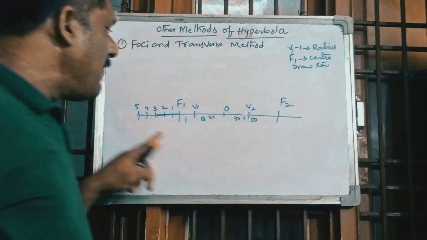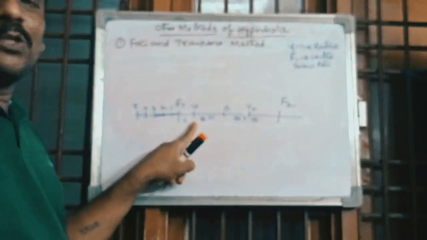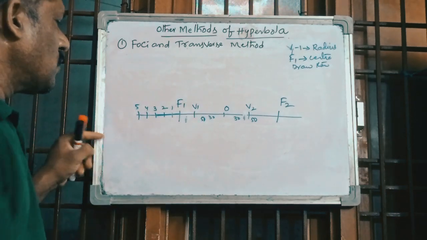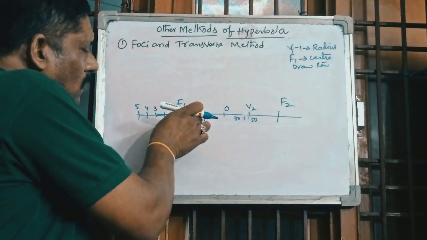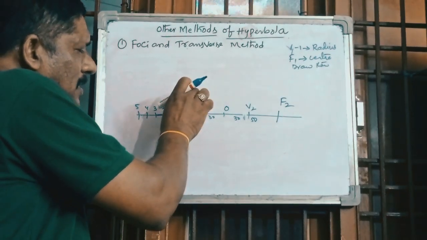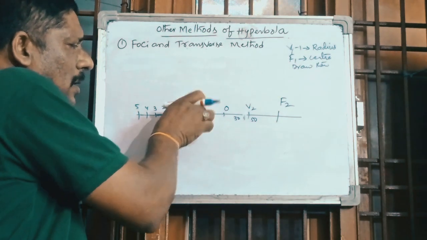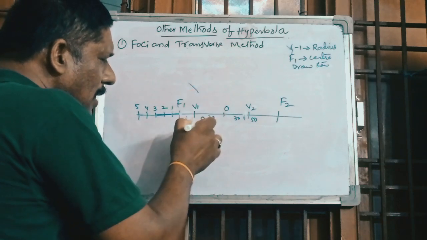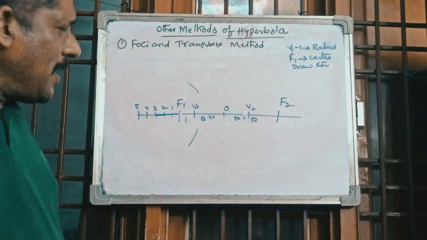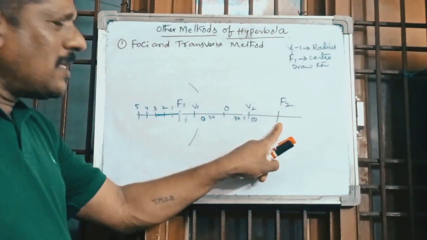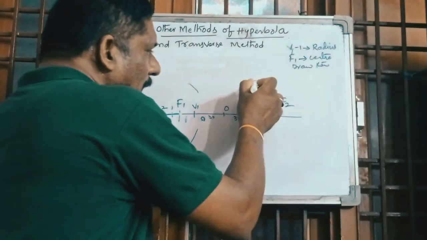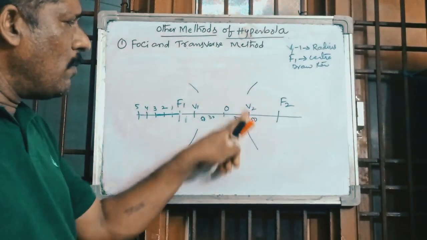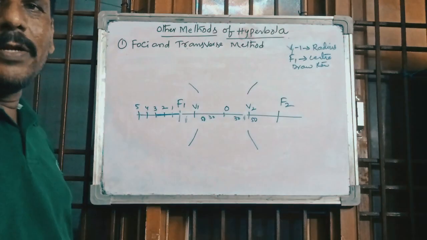We know that the curve always touches the vertex point. So the vertex point is the fixed point, and from here only the arc generates. That's why V1 to 1 is the radius, F1 is the center, and draw the arc on both sides of this V point, above and below. With the same radius, F2 is the center, and draw the arc on the right side also, above and below the vertex point.